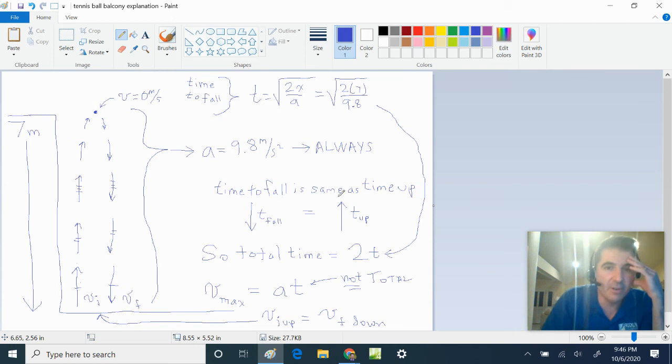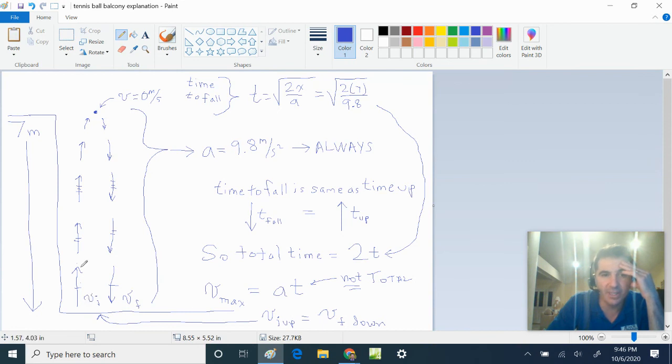Time to fall is the same as time up, so the total time is 2 times whatever this time is. This is only half of it, right? This is only the way down. And the V max is A times T. And this T is not the total. This T is just the way down.